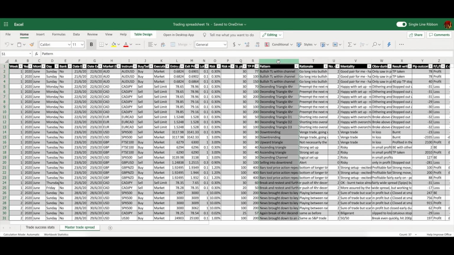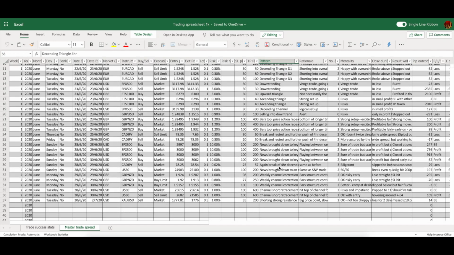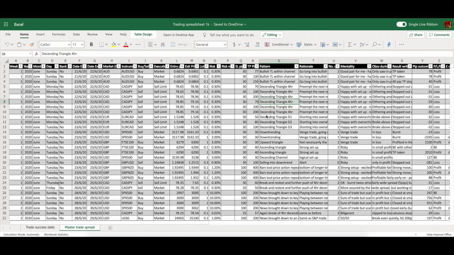With this, I've got the pattern. I mean, I say the pattern, it's the kind of visuals, I guess, that I'm basing this trade off of. It's a good idea because, for example, I've got a descending triangle here, or selling into a downward trend, which is obviously kind of momentum trading. I can look at which ones are successful for me. Obviously, if there's a recurring pattern that you're just not very good at predicting, then you just steer clear of it. The rationale is really just another backup of that.